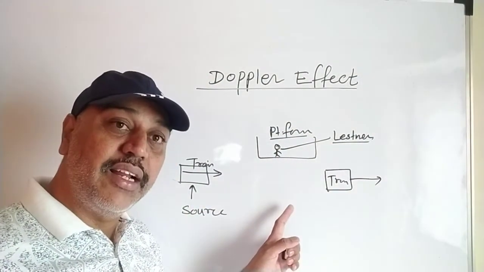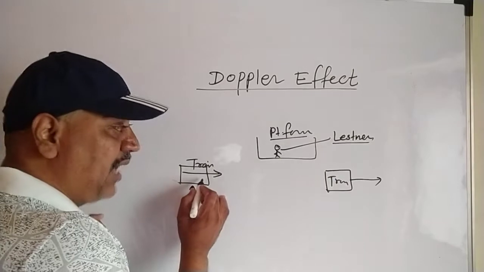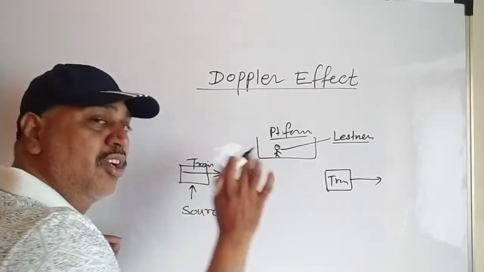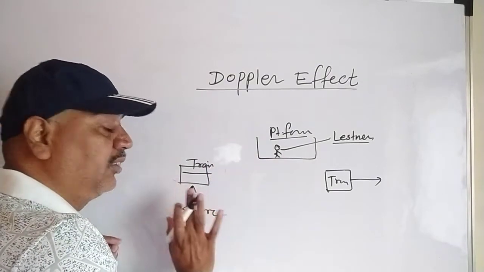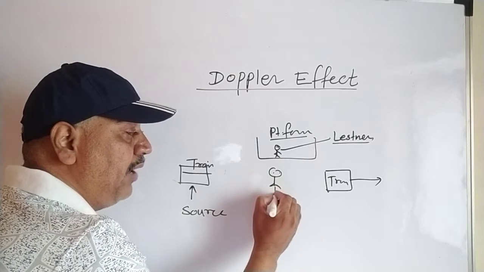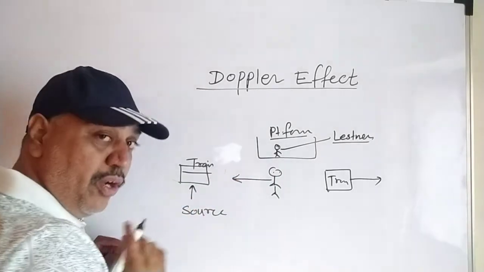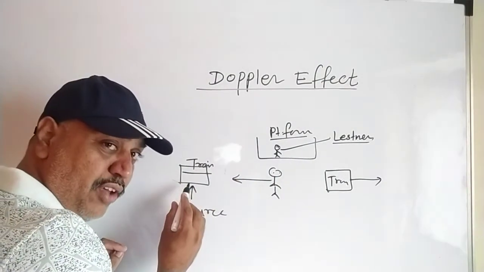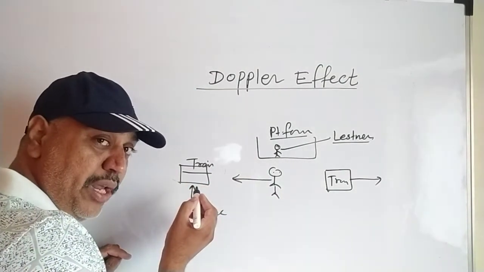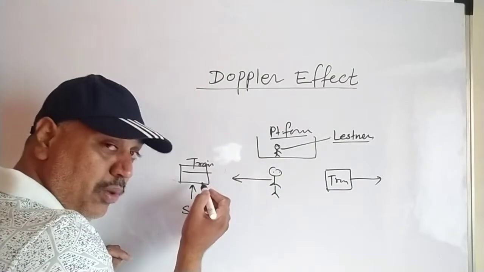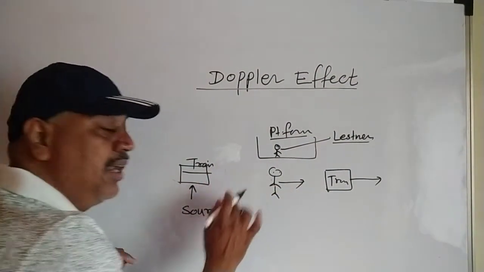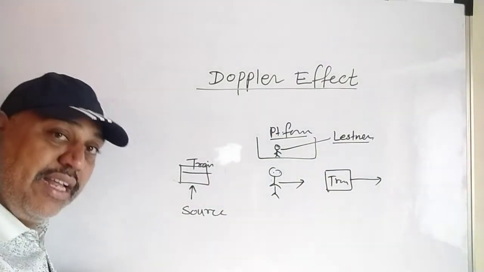Another case: the train is standing here at a steady position, and the listener is moving toward the train. The train produces sound waves, and the listener is moving toward it. The intensity of sound here would increase because the listener is moving toward the train. If the listener is moving away from the train, the intensity here will decrease.